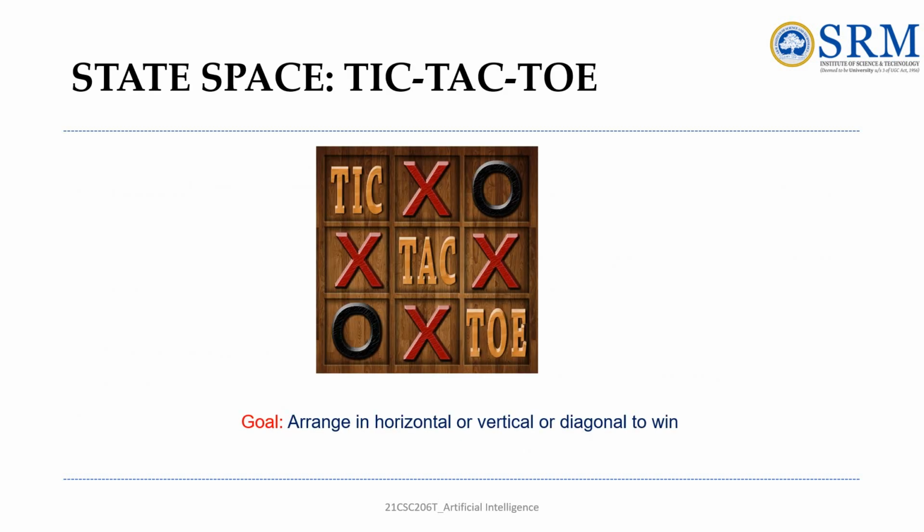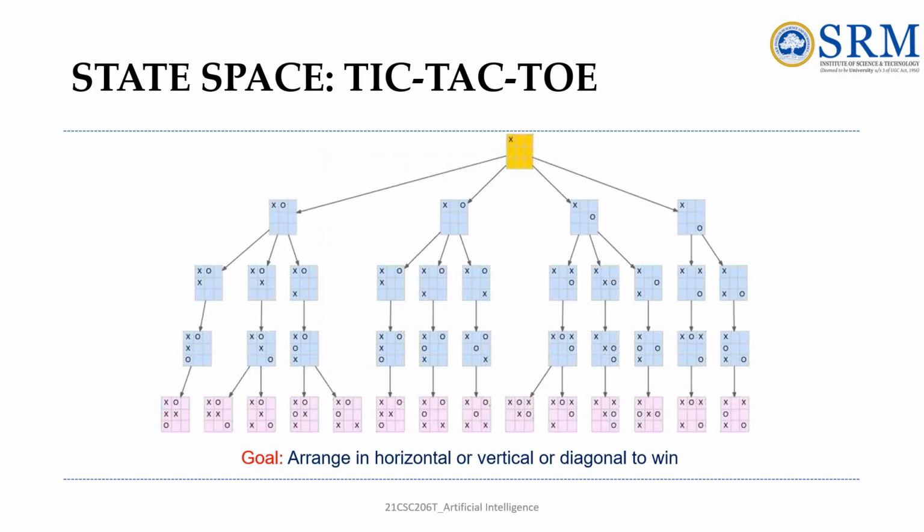For example, we have a state space example as tic-tac-toe. Each move here creates a new state. The goal is to arrange 3 symbols in a row, column or diagonal. AI analyzes possible moves and selects the best one. So this is the tic-tac-toe problem where there's a search space.